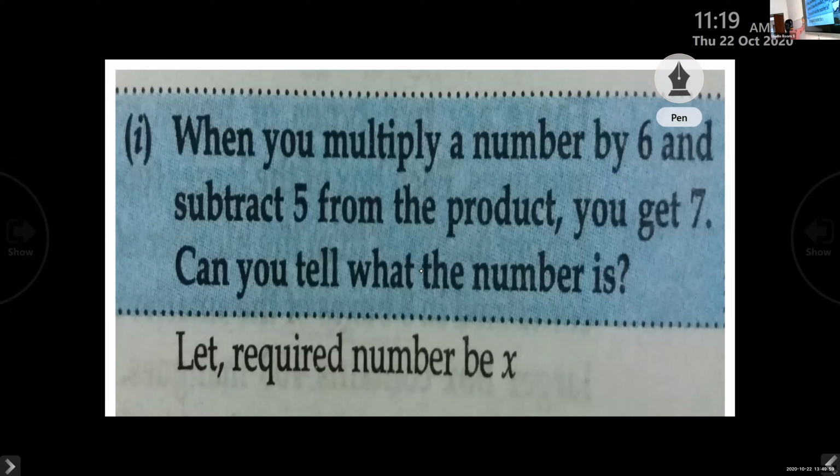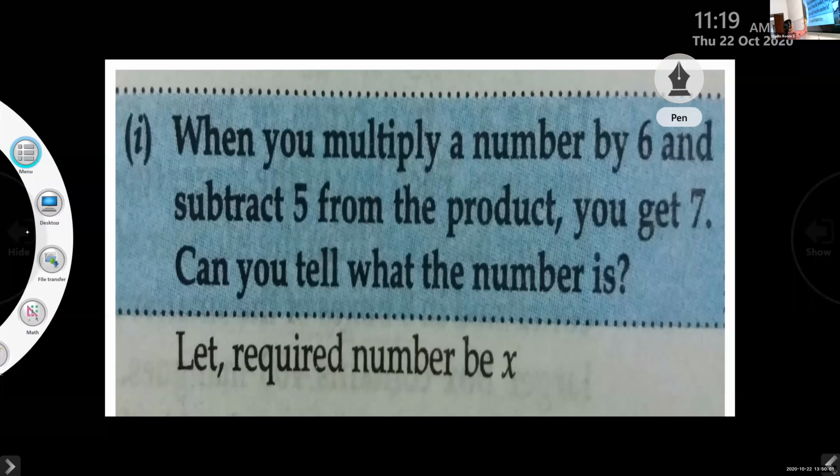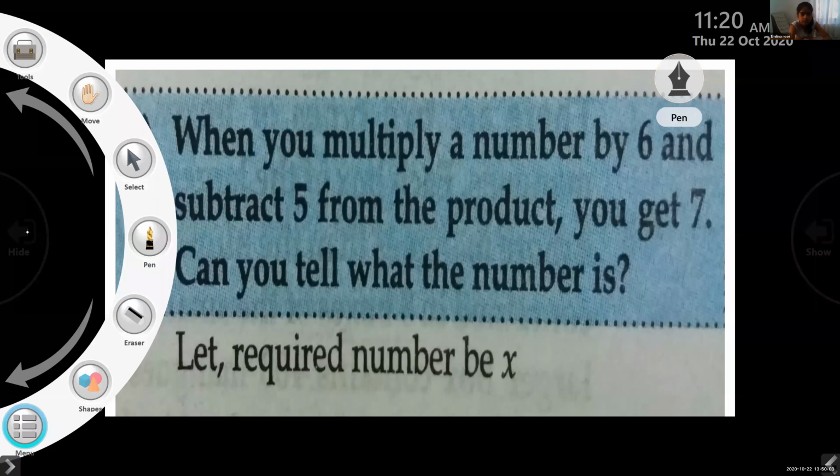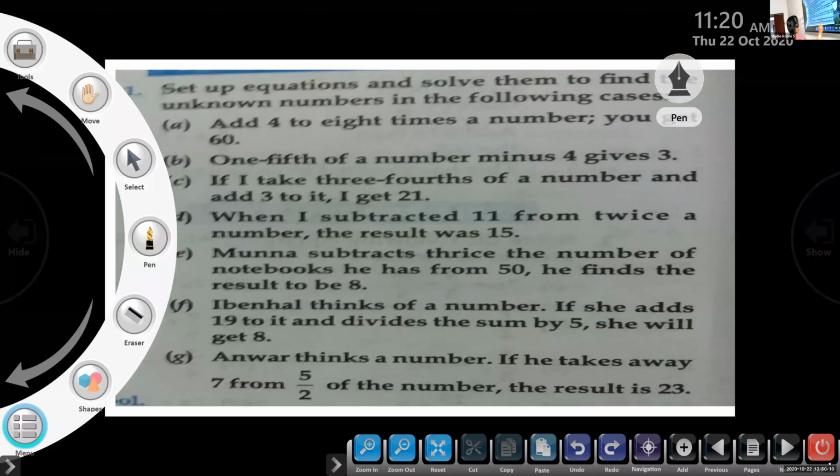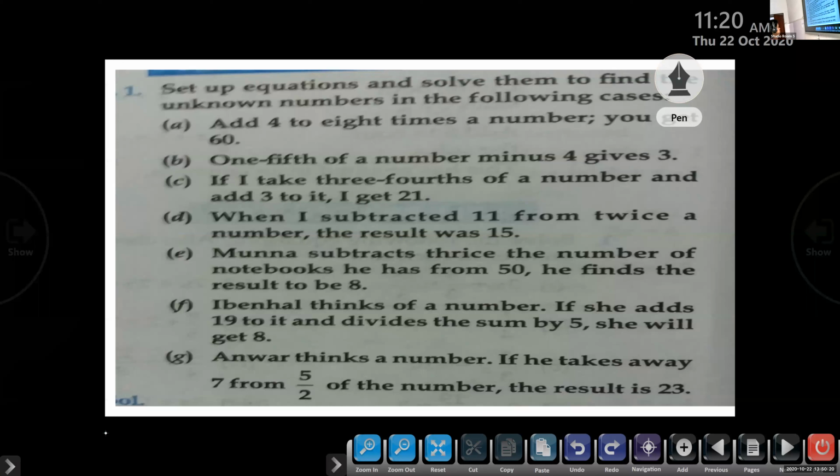Can you see the figure, children? Can you see the board? I'll make it short. Just see the next one. Can you read it? Yes, ma'am. Can you read the problem? First one, set up equations and solve them to find unknown numbers in the following cases.